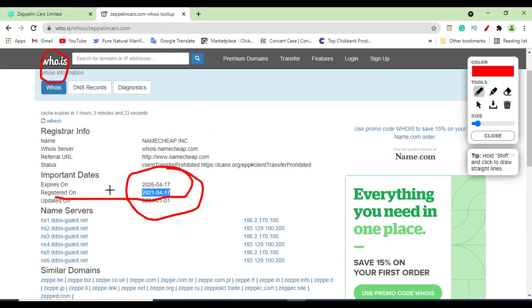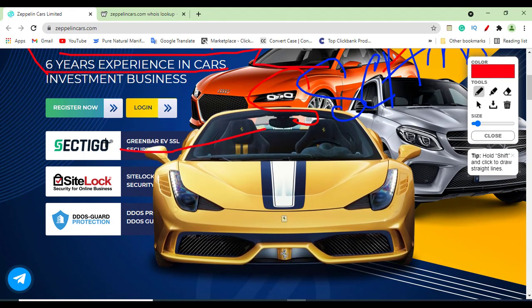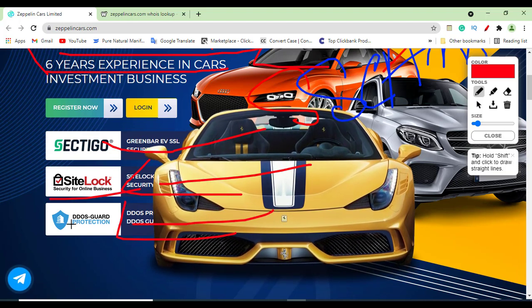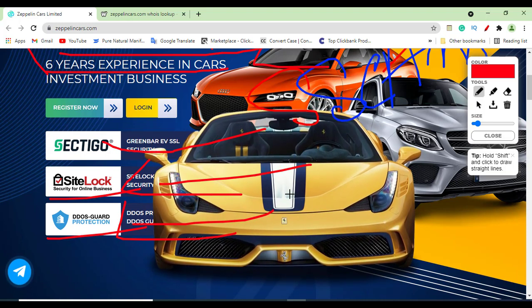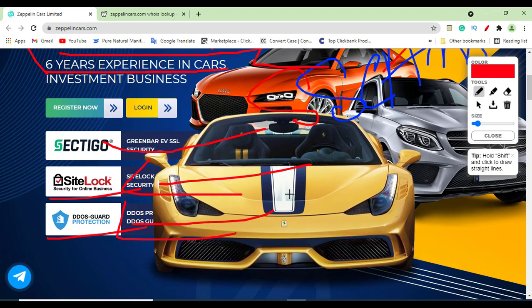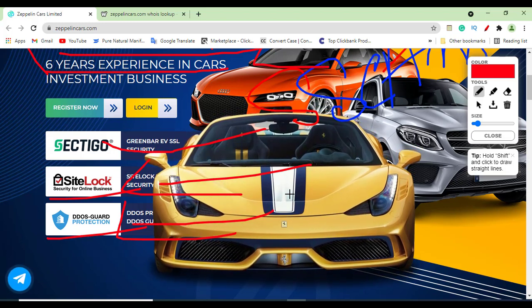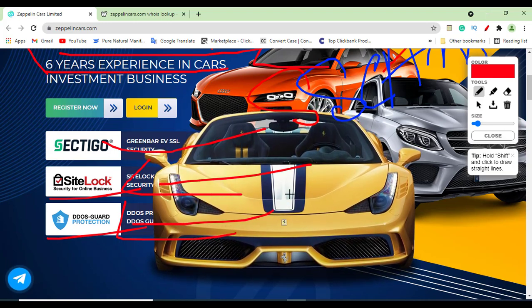Number 2, they added demo security logos to fool you. Zeppelincars.com also adds some security site logos to their website, so that you believe their website is secure. You will see they add logos like SiteLock and DDoS Guard protection. Basically, people use this kind of security to save themselves from hackers. But this website is not secured by any security company, because if they really added this kind of security logo, then when you click the logo, it would redirect you to another website and show you a green signal that this website is verified by the security company. But they only added demo logo photos, so that you believe they are secure. They are smartly fooling you.